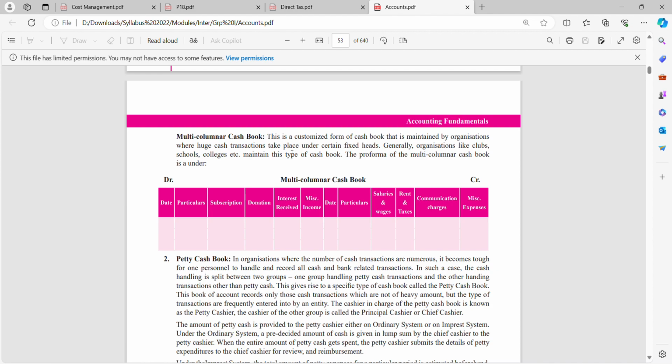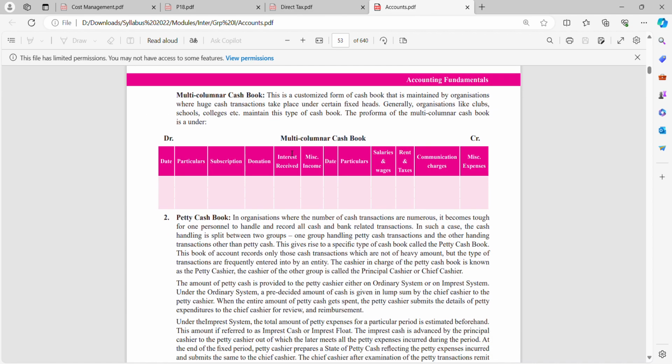So petty cash book is used in organizations where the number of cash transactions is numerous. It becomes tough for one personnel to handle and record all cash and bank related transactions. In such a case, the cash handling is split between two groups. One group handling petty cash transactions and the other handling the transactions other than petty cash. So we have two different groups. One group is handling petty cash transactions, petty cash book, and another group is handling normal cash transactions.